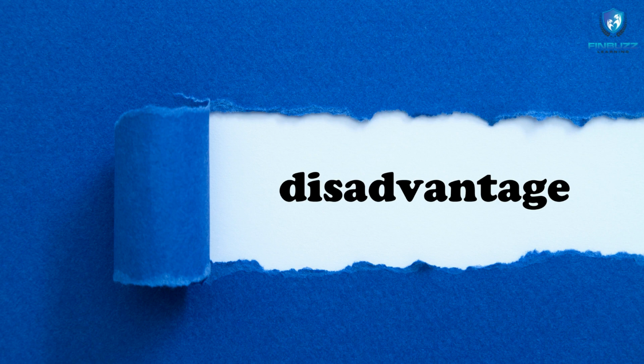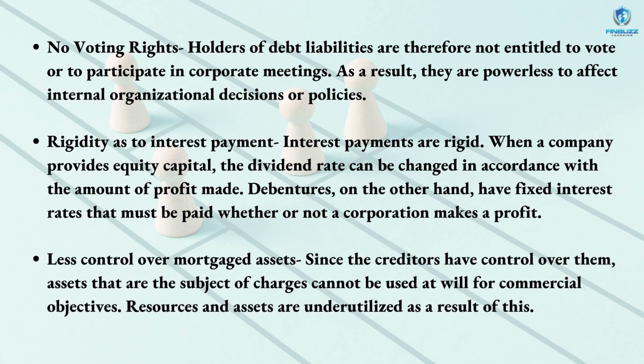Now, coming to the disadvantage of debentures. So the first limitation is no voting rights. Holders of debt obligations are not permitted to vote or attend corporate meetings. As a result, they are unable to influence decisions or policies within the organization. The next disadvantage is rigidity as to interest payment. When a firm issues equity capital, the dividend rate can be adjusted in accordance with the amount of profit released.